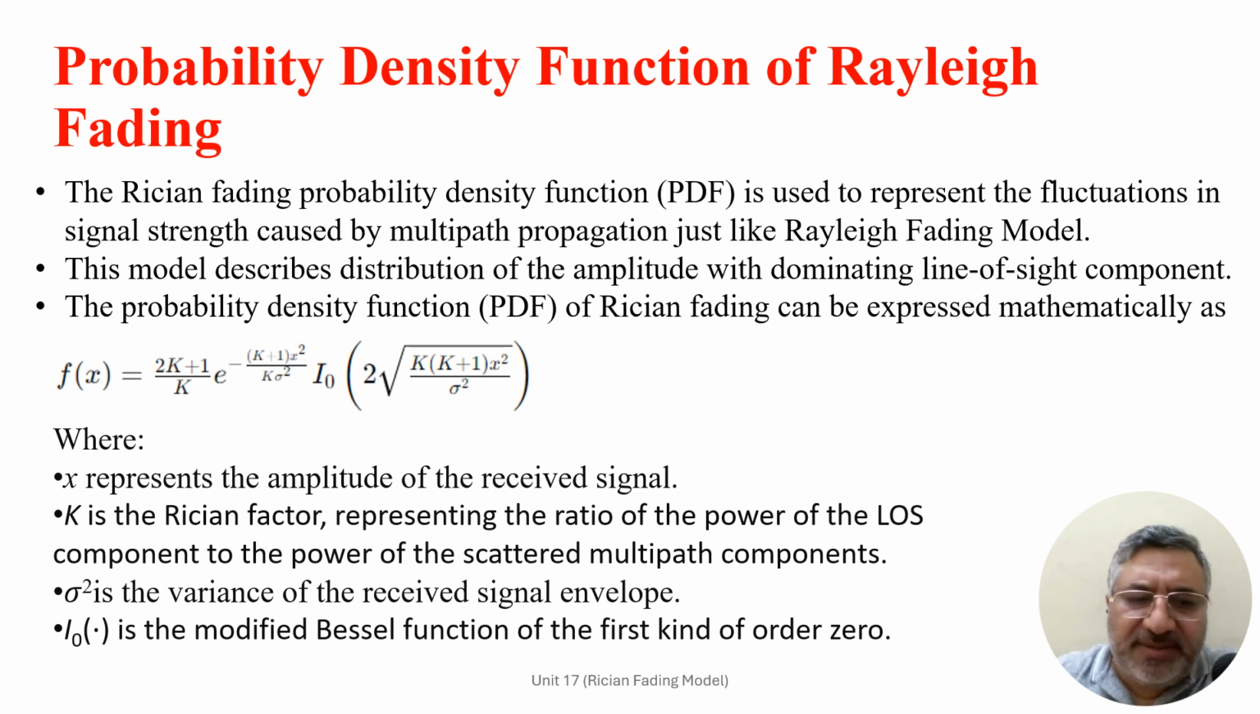This equation involves many parameters, where x represents the amplitude of the received signal and K is the Rician factor, which represents the ratio of the power of the line of sight component to the multipath power, and sigma squared is the variance of the received signal envelope. And I0 is the modified Bessel function of the first kind of order zero. Here you will see that the Rician model contains three factors: a scaling factor, a decaying factor, and a Bessel factor. We will discuss each of these factors in a little detail for a comprehensive understanding of the Rician probability density function.